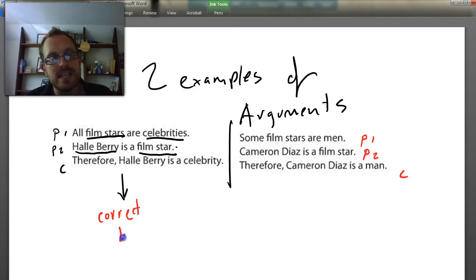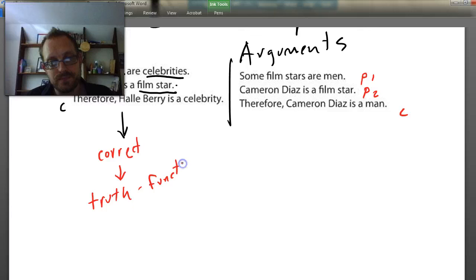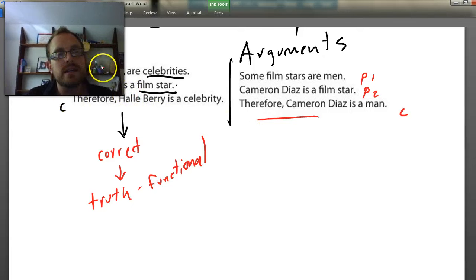It follows. And by saying it's correct, what we mean is that this argument, in terms of its form, is what we would call truth functional. Meaning, and I'll explain why this one's wrong and this one's correct, that since it's organized so that these terms are in the specific order, the way we looked at it earlier, it means that if these first two premises are true, then the conclusion will also be true, necessarily. It will always be like that. If the premises are true, the conclusion will be true.